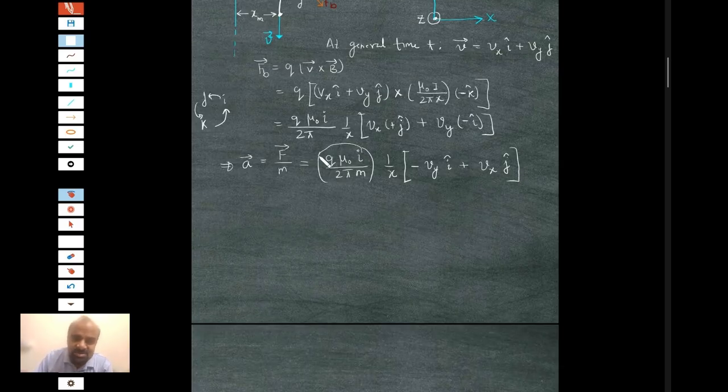Now we'll have to write this all the time. So what I'll do is I'm going to give it some name. Let's call it lambda or something, because so many times we have to write it.